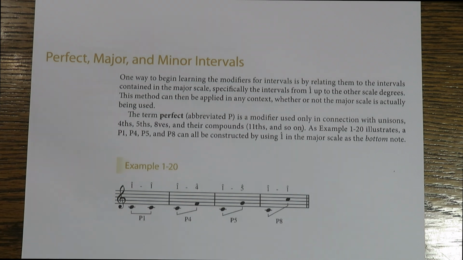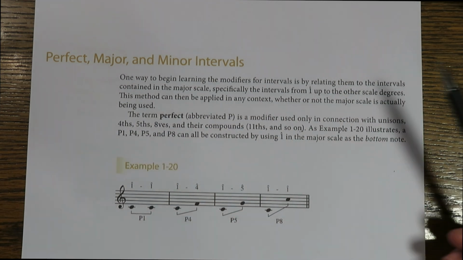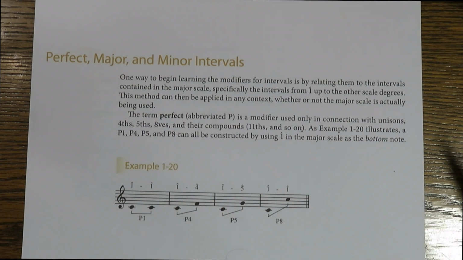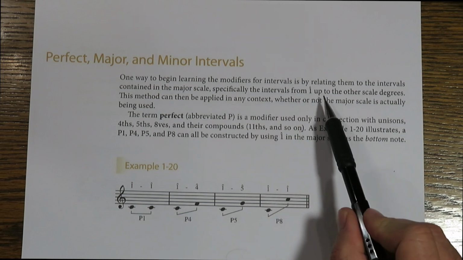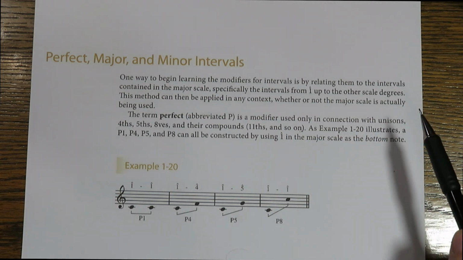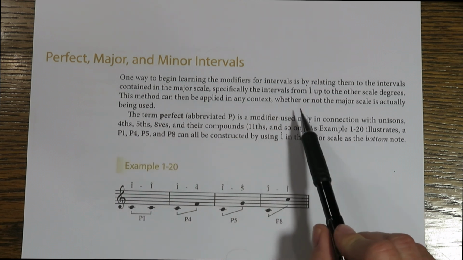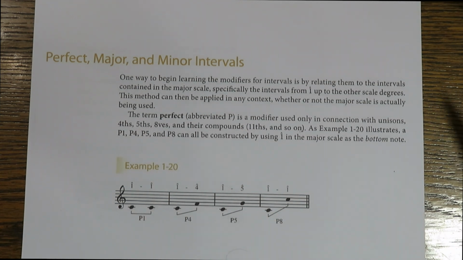Okay, so right now we're going to talk about perfect intervals. So one way to begin learning the modifiers for intervals is by relating them to the intervals contained in the major scale. Specifically the intervals from 1 up to the other scale degrees. This method can then be applied in any context, whether or not the major scale is actually being used.